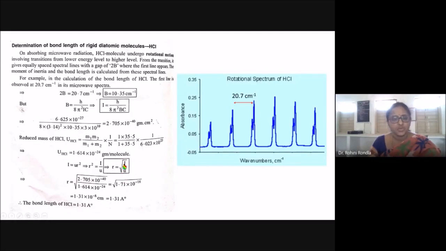Now substitute this moment of inertia value, ఎంత వచ్చింది ఇక్కడ మనకి 2.705 into 10 to the power of minus 40 by μ. μ value ఎంత ఉంది ఇక్కడ 1.614. So you will get this value. See, 1.31 into 10 to the power of minus 8 centimeters. 10 to the power of minus 8 centimeters is equal to 1 angstrom. Very good, 1 angstrom units. That is why 1.31 angstrom units. The bond length of HCl is 1.31.